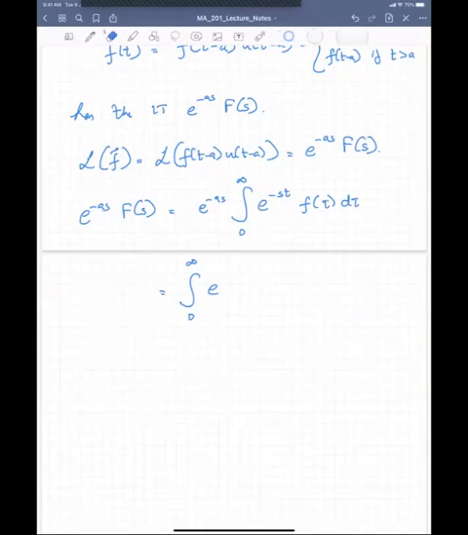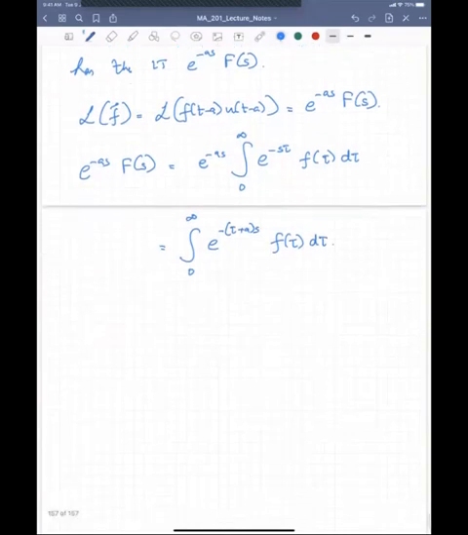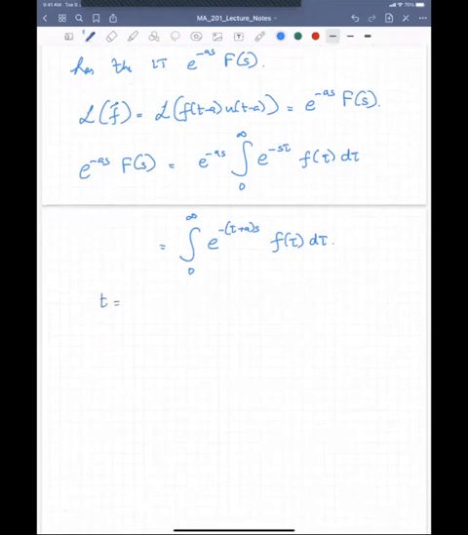Okay, so I'll also put a tau here because I want the t to come out at the end. So e to the minus s, sorry, what would this be? Tau plus a times s, f of tau d tau. And now we can easily see this emerging, because now I'll have to write t as tau plus a.